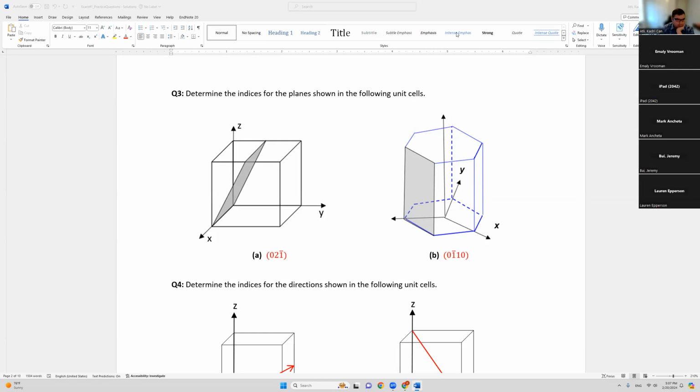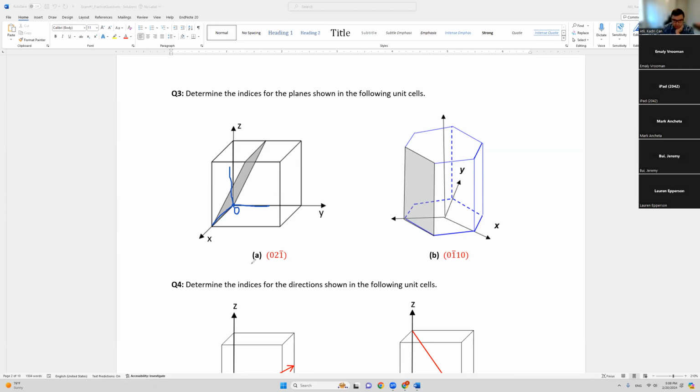Okay? So our origin is here, right? This is our origin, 0, 0, 0. Since this plane passes through the origin, we cannot index this plane. So we need to move our origin and coordinate axis to another location.